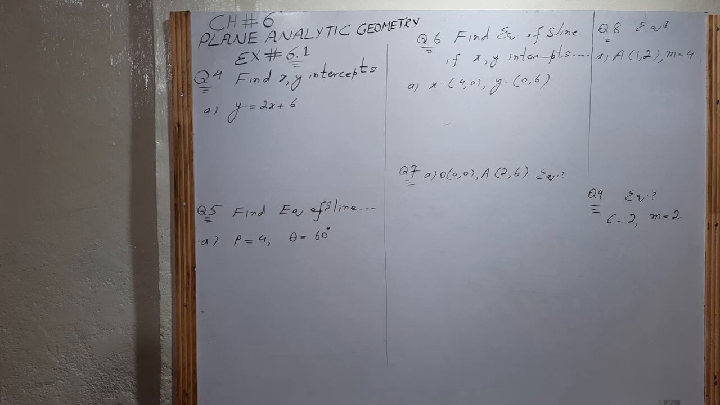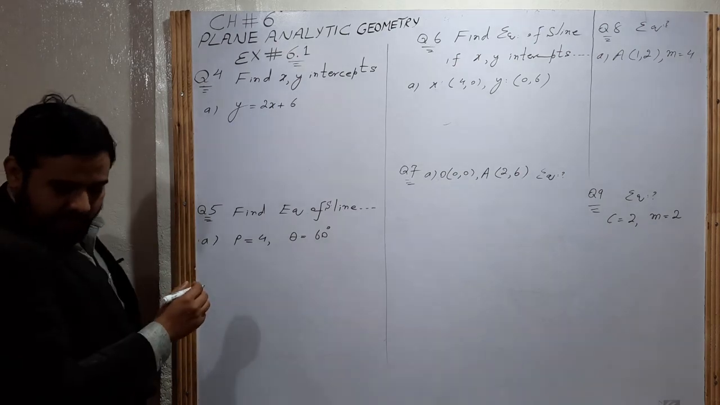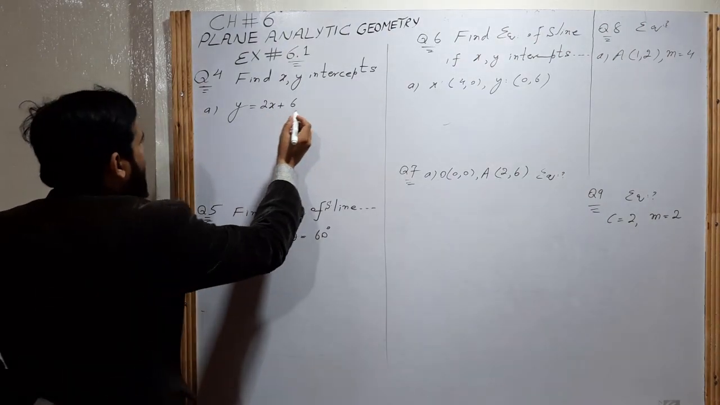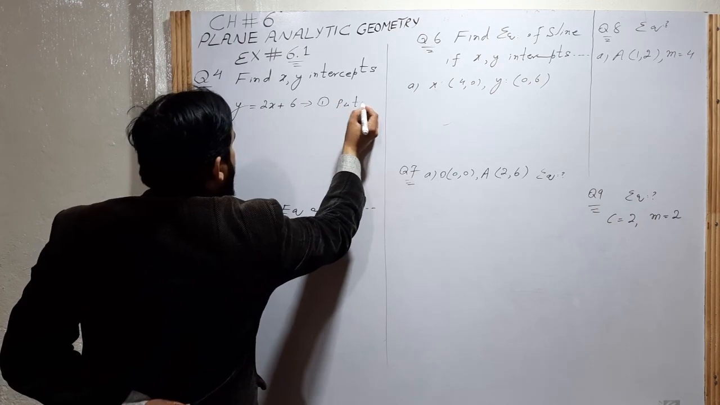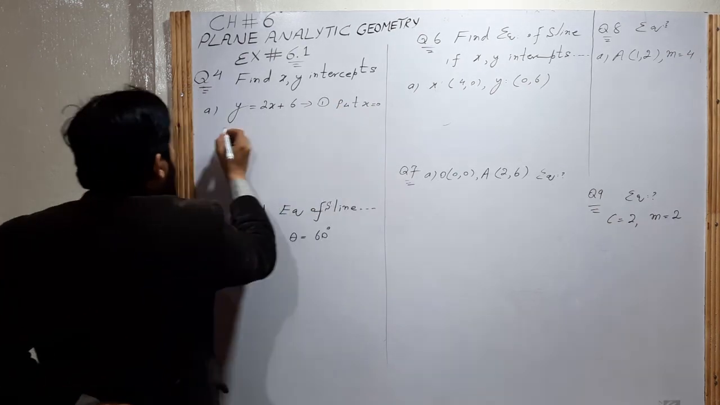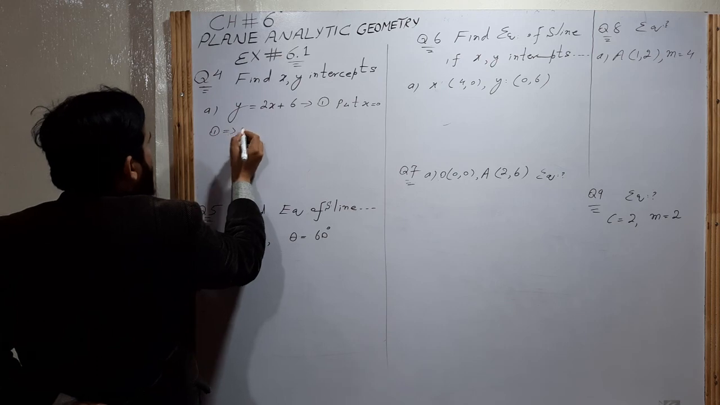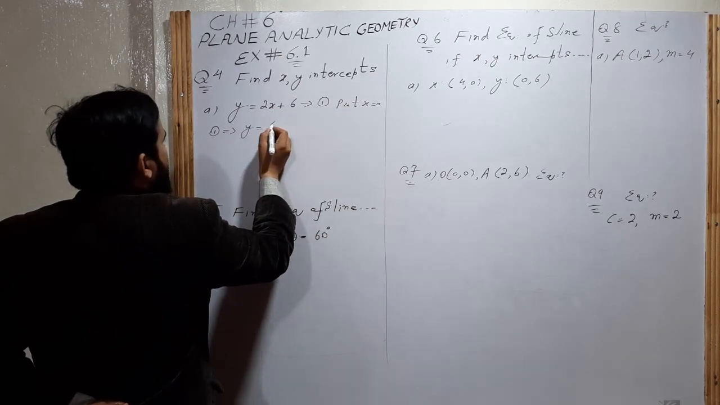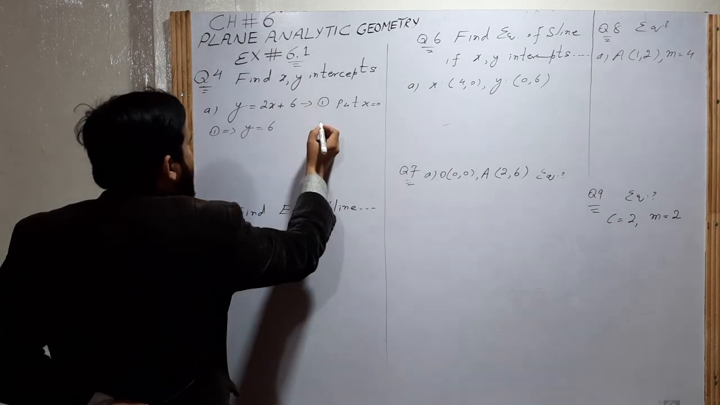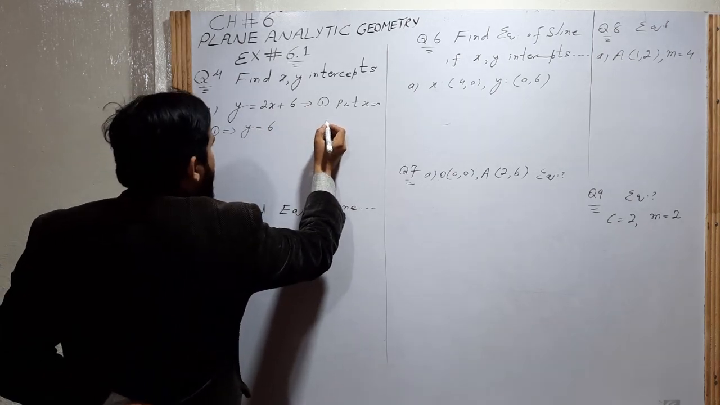Dear student, the next question is question number 4. Statement of question: find x and y intercept of the given straight line. So the simple idea is that there are two methods. The first one is to put x equal to 0 in equation 1, so y is equal to 2 into 0 plus 6, so the y value is 6. It is the y intercept.